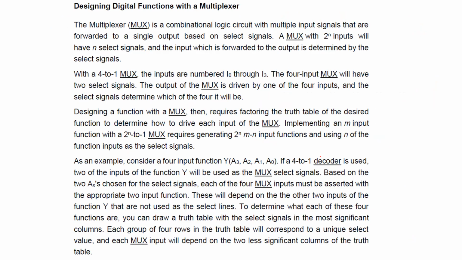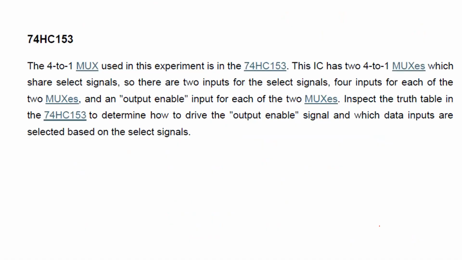Okay, so this is for the decoder. For the multiplexer, I'm explaining what a multiplexer is. Also, I'm explaining how you can use the multiplexer to implement a function, as I explained in the lecture. If you understand the lecture, you don't need this part. I already explained what a multiplexer is in the lecture. Now, this is the one we are going to use, 153. If you click on this one, you will see the data sheet. So this is a 4-to-1 multiplexer.